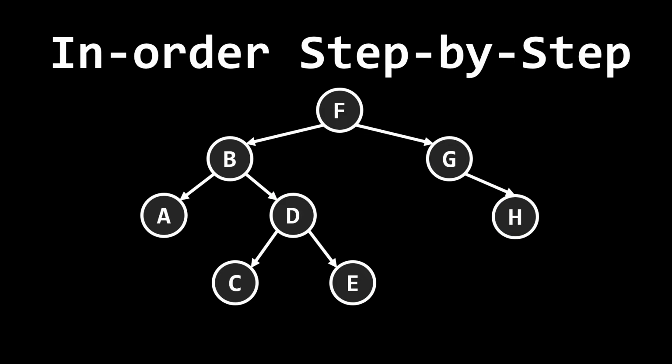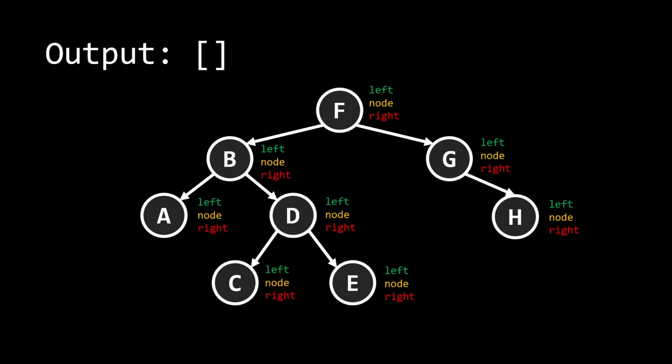Now let's look at a step-by-step of how this is going to work. Here I have a tree labeled from A all the way to H, and I'm going to have my root starting at F. What I want is for my final tree to print out the order of the tree traversal. So in the final state, I want the output to be A, B, C, D, E, F, G, H, and I want to have all these nodes visited. Okay, so let's get started.